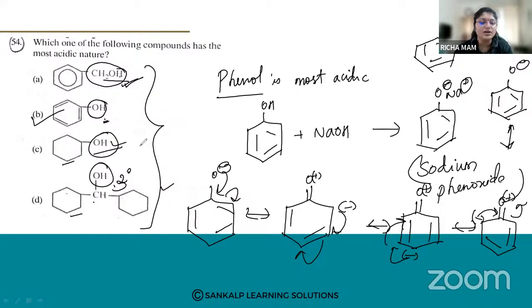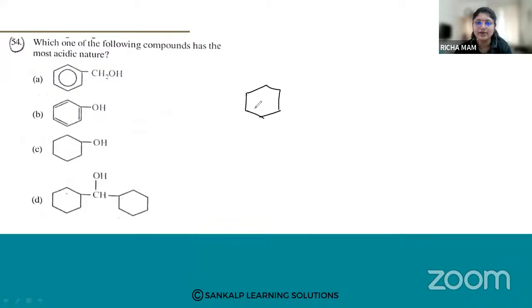So here are their corresponding bases. They will not be resonance stabilized. These three do not exhibit any resonance, but phenol, because its conjugate base, the phenoxide ion, will be resonance stabilized. There is a negative charge, and it is resonance stabilized. So it is option B. Option B, phenol, is the most acidic among the following.